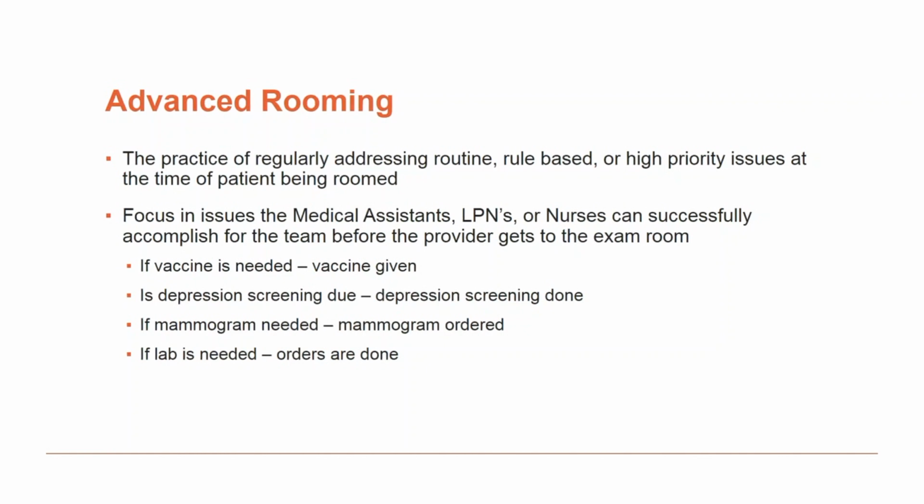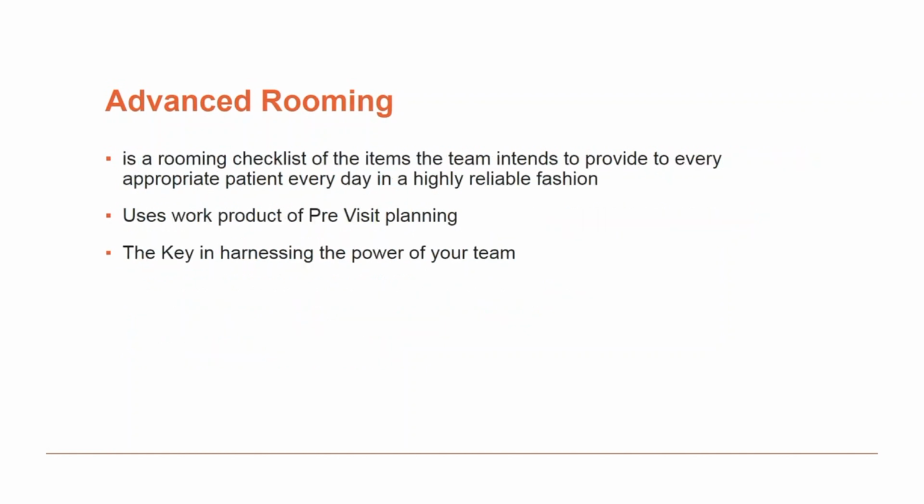So advanced rooming, as I said, is a rooming checklist of items that the team intends to provide and review for every appropriate patient every day in a highly reliable fashion. It uses the work product of pre-visit planning, and it's kind of the key to actually acting on and harnessing the power of your team. We talked about using team-based care and pivoting from the doctor and the MA doing everything. How you actually do it is right here.